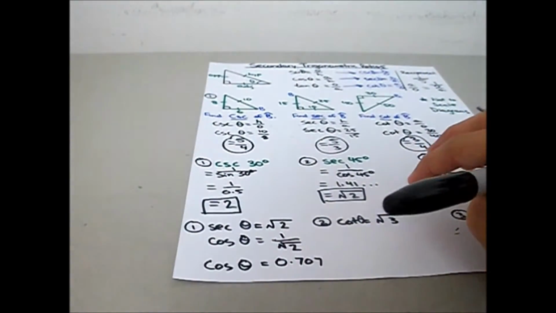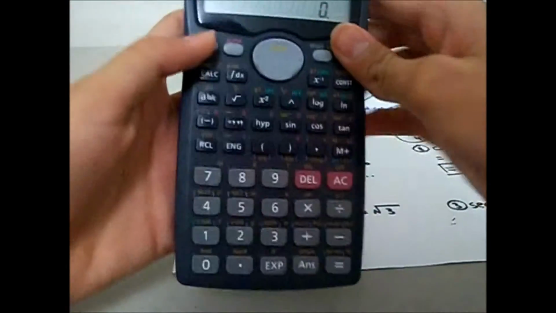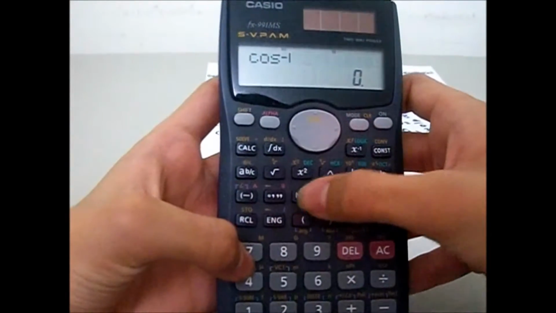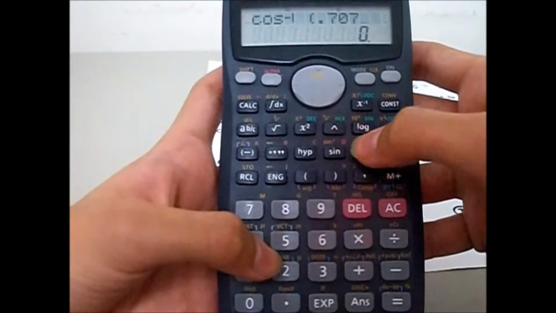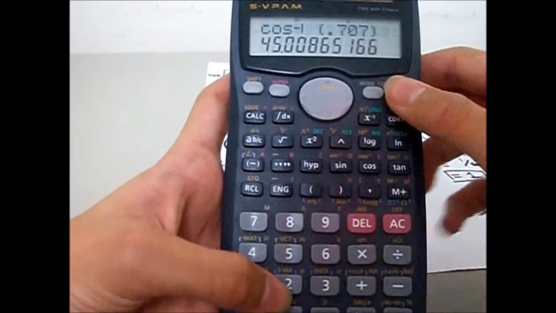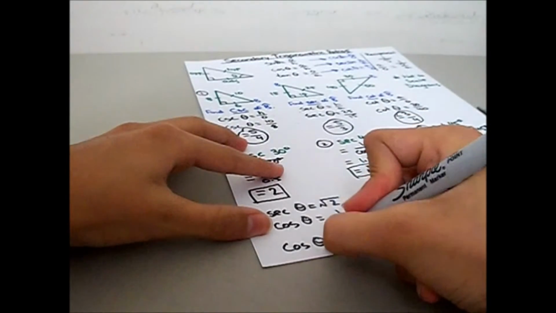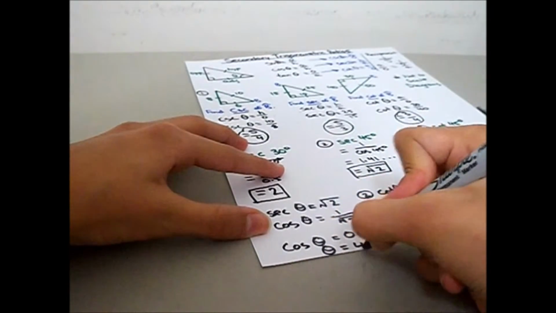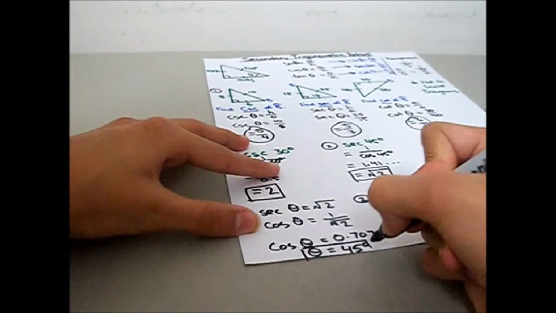Now at this point you should be pretty comfortable. You can just inverse this. So cos to the power of -1, plug in your value 0.707, and that should give you approximately 45 degrees. Or probably exactly 45 degrees since I rounded it. So your angle is equal to 45 degrees.